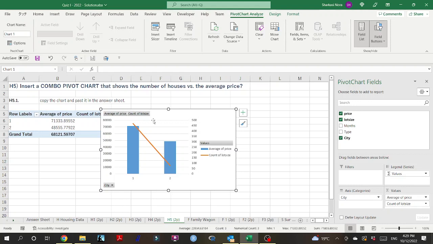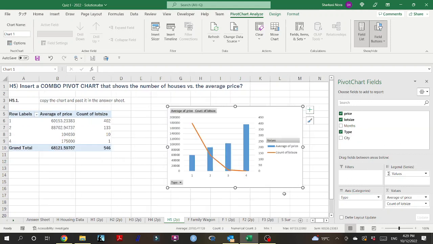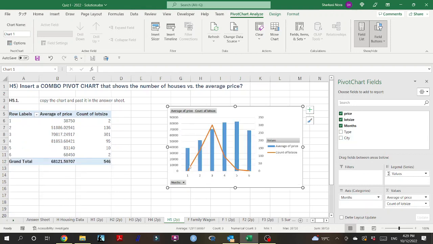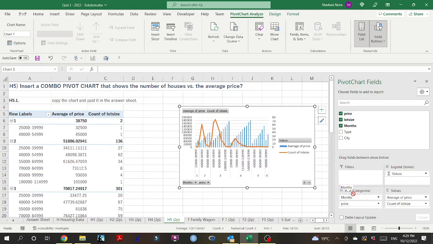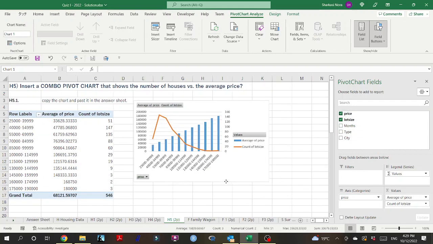If you do it this way, it is okay with me, I have no problem. If you put type and it's going to be 4, I also have no problem. If you put months here, I have no problem. If you take the price and put the price here instead, I also have no problem whatsoever.